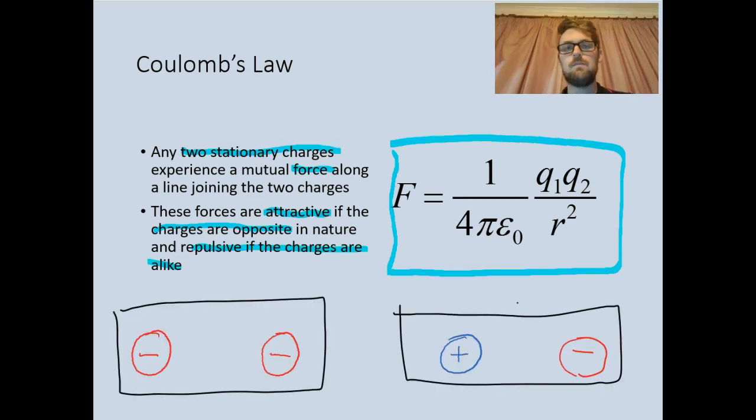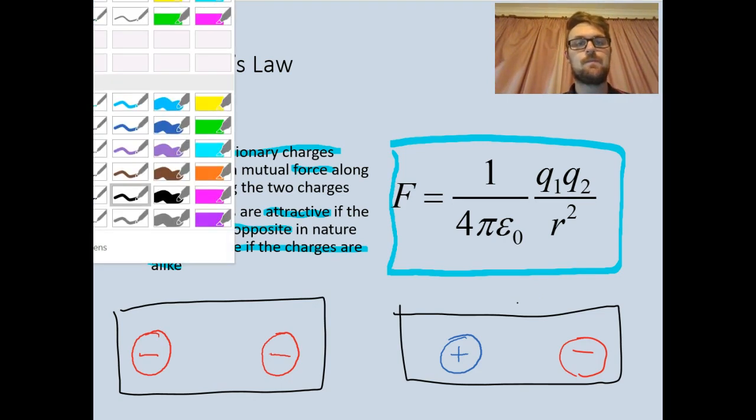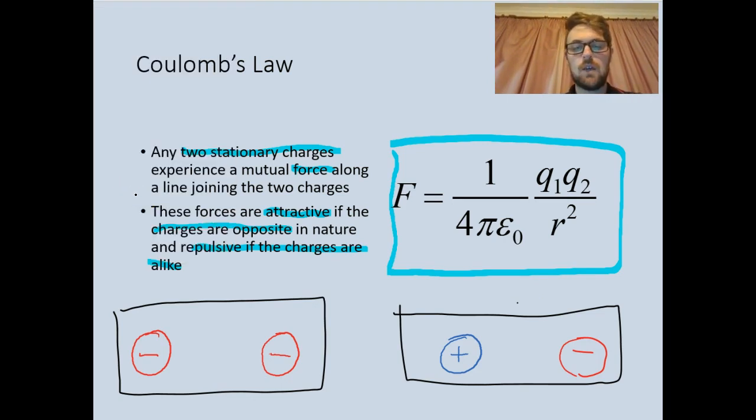So basically what I've said is if we have two stationary charges, like you can see in my little box here, we've got two stationary charges next to each other, one here and one here. They experience a force along the line joining them. So if we were to draw a line joining them, they would experience a force along that line. Now, the force is attractive if the charges are opposite, and they're repulsive if the charges are alike.